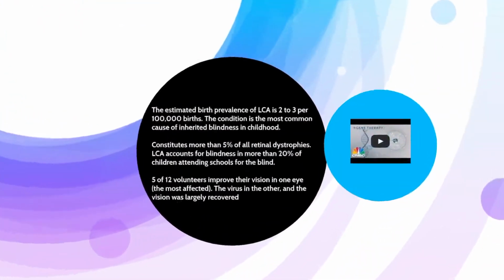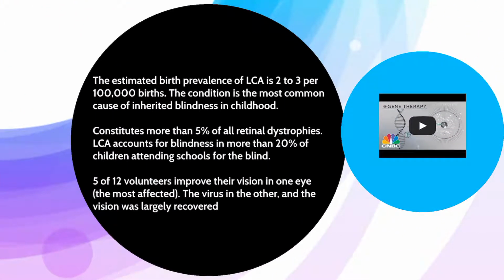Statistics. The estimated birth prevalence of LCA is 2 to 3 per 100,000 births. The condition is the most common cause of inherited blindness in childhood. It constitutes more than 5% of all retinal dystrophies. LCA accounts for blindness in more than 20% of children attending school for the blind.